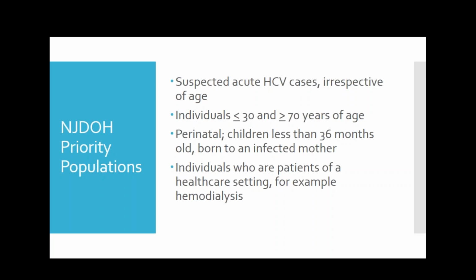Secondly, individuals who are less than 30 years of age and greater than 70 years of age are also the priority population. Please note that this population currently represents only about 25% of Hep C cases reported in New Jersey. This population is most likely at risk to be acute, and those over 70 years of age include baby boomers, and possibly healthcare-associated infections exist in this population.